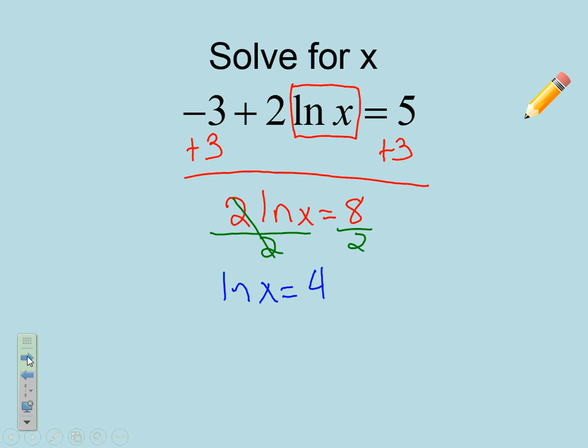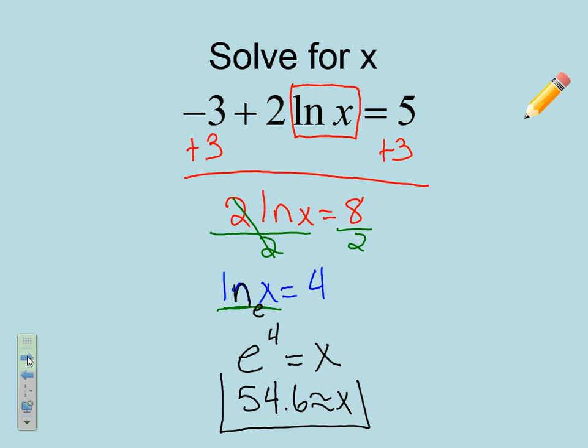Now once I get my ln all by itself, I need to rewrite it in exponential form. So my base, remember, whenever I'm using ln, my base is e. So I have e to the 4th power equals x. I'm just going to type this into my calculator. So e to the 4th power is approximately 5.46. There's my answer. And remember, ladies and gentlemen, if we want to check, we can, to make sure we get it 100% correct.